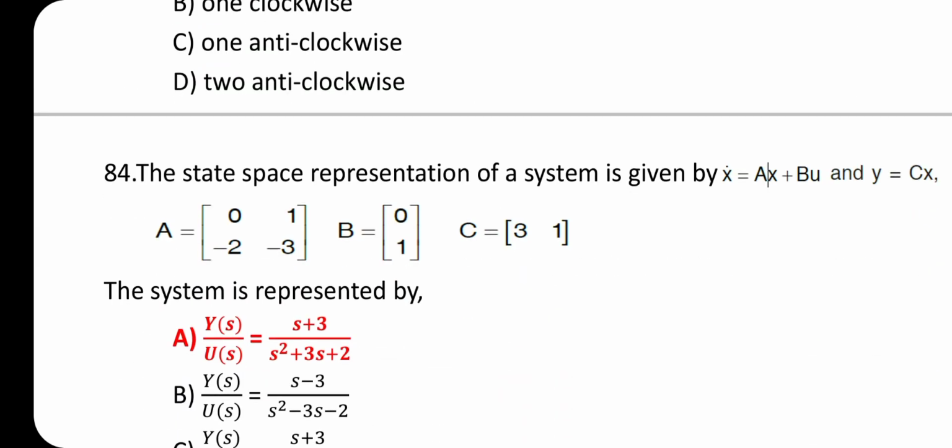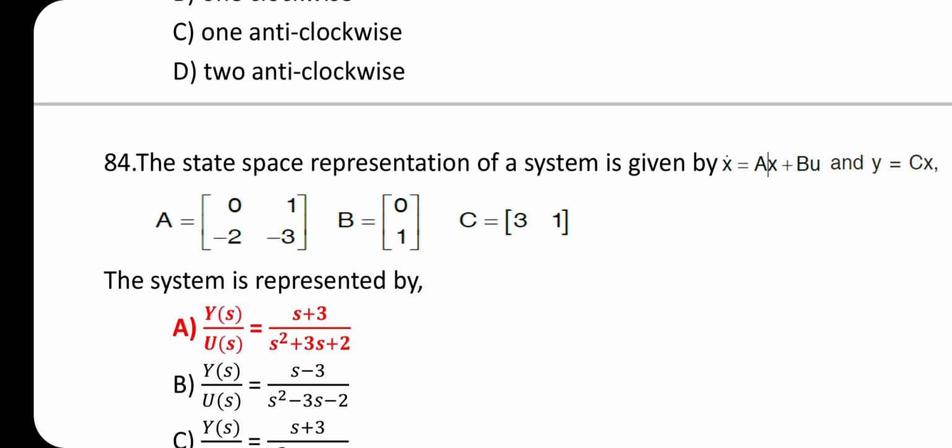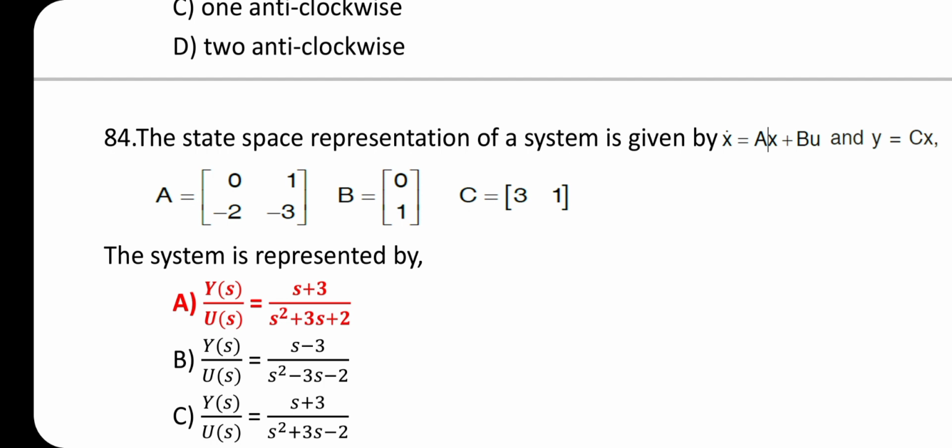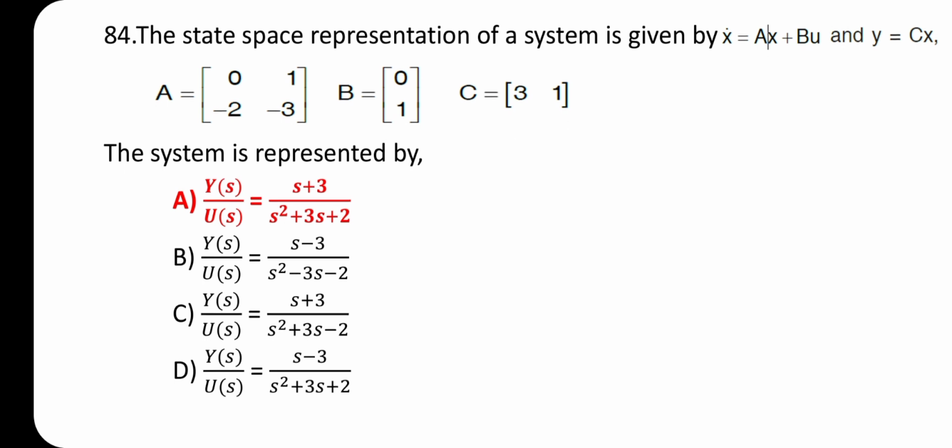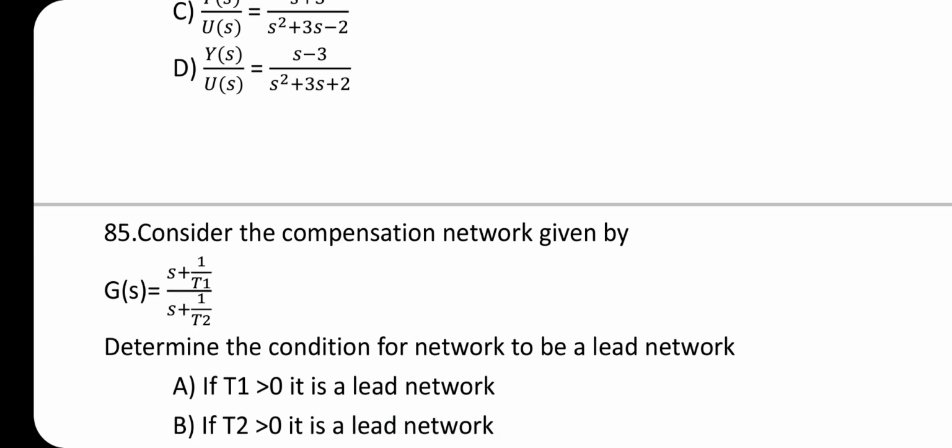The state space representation of a system is given by x dot equal to Ax plus Bu and y equal to Cx, that is matrix A equal to 0 1 minus 2 minus 3, B equal to 0 1, C equal to 3 1. The system is represented by option A, y of s by u of s equal to s plus 3 divided by s square plus 3s plus 2.